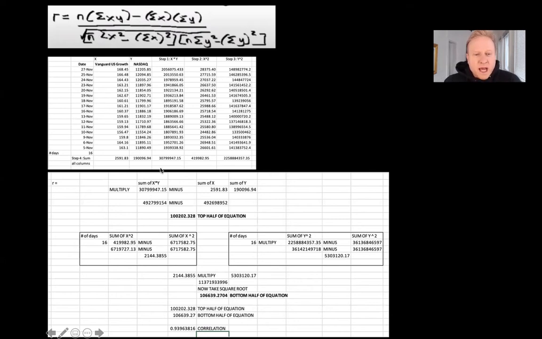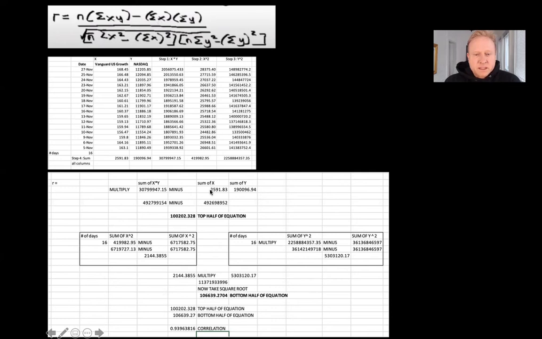So this formula now is going to be put over here. We're going to be multiplying the sum of xy, which is this number, okay? Then we're going to minus the sum of x times the sum of y. So this whole line here is this, okay? Sum of xy is right there. Sigma, that big E, is the sum of xy. That's that number. Minus, there's the minus.